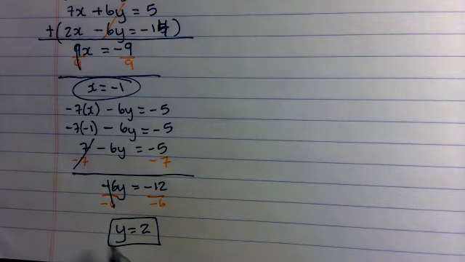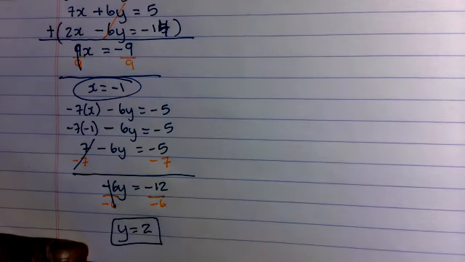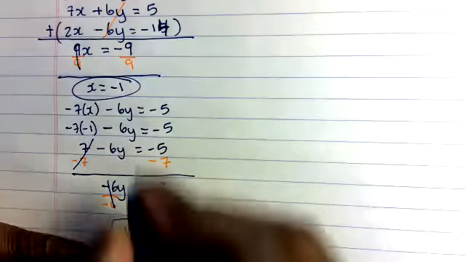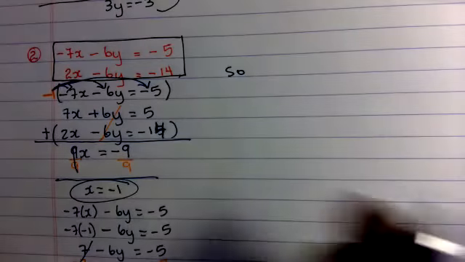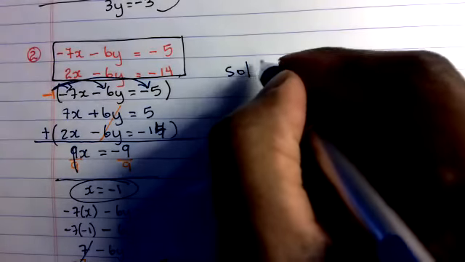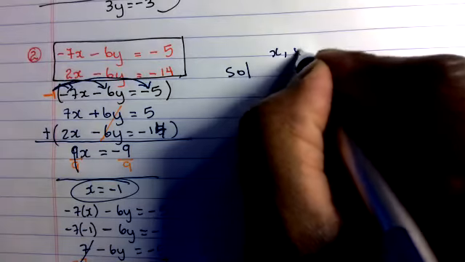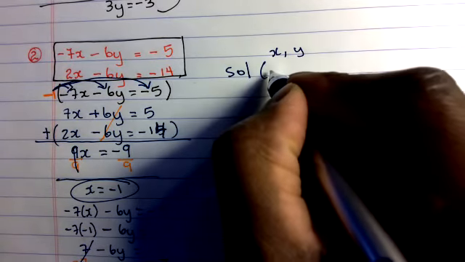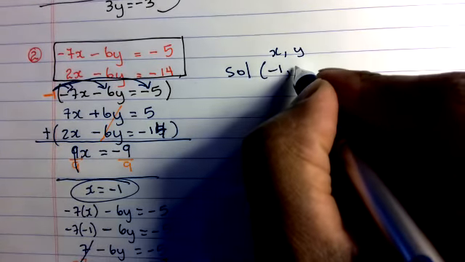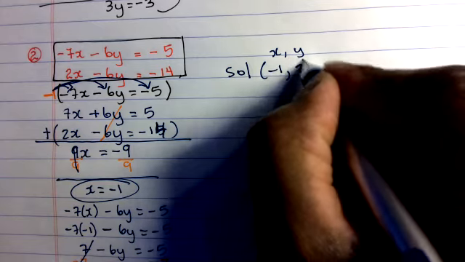So again, I have x and y. Now I have to write my solution. My solution has to be in the form of (x, y). I know that x is negative 1, and I know that y is positive 2.